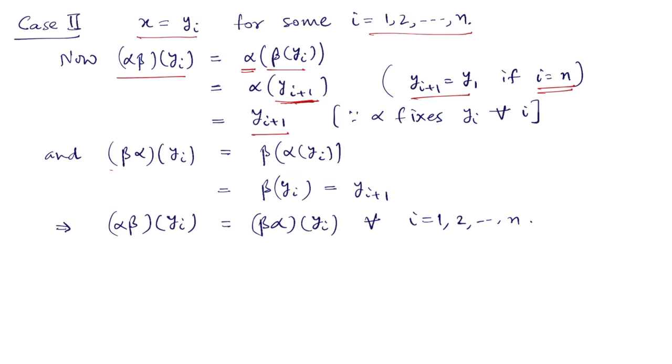And beta alpha of yi is equal to beta of alpha of yi. Alpha fixes yi, so this is beta of yi, and beta of yi is y(i+1). So we see that alpha beta of yi is the same as beta alpha of yi for all i equal to 1 to n, and this proves the second case when x is any of the yi.